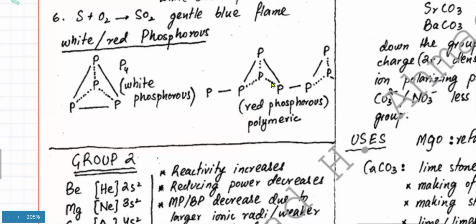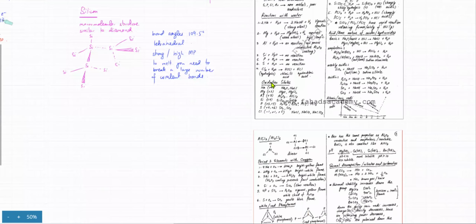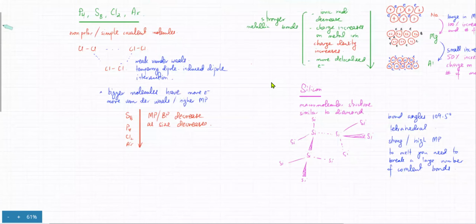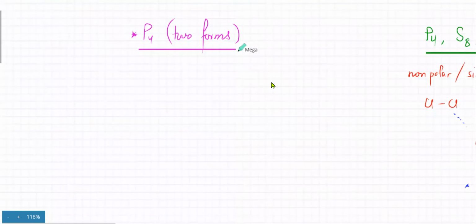Now, in red phosphorus, what happens is that a polymer forms with P4. So let me draw the molecule of P4. The first one is going to look like this. Let's say this is the base of the pyramid.